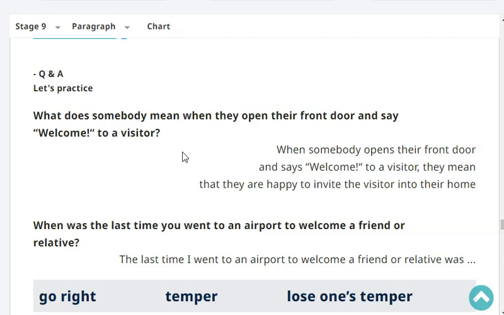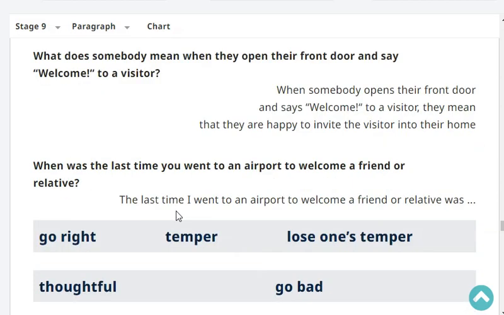What does somebody mean when they open their front door and say welcome to a visitor? When somebody opens their front door and says welcome to a visitor, they mean that they are happy to invite the visitor in their home.